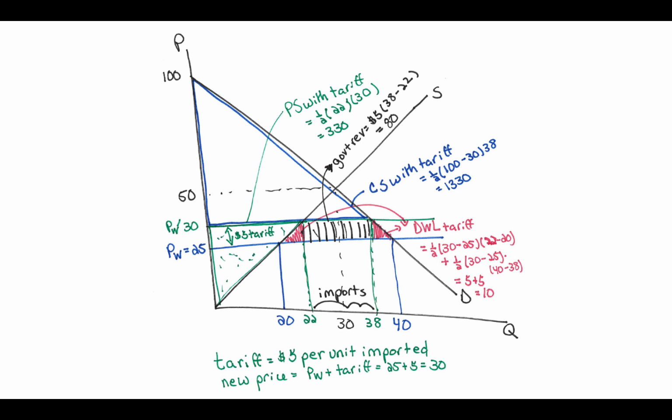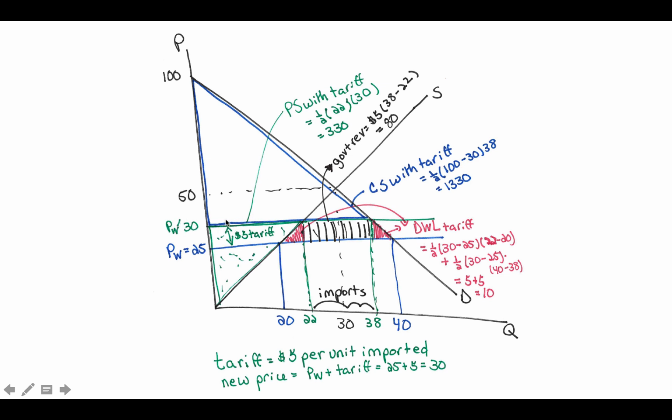So what happens is a tariff is imposed. Let's say a tariff of $5 per unit is levied on imported goods. And so that essentially raises the world price from what it had been, 25, plus whatever the tariff is. So it just increases this price by this amount. And so 25 plus 5 is 30. The new world price, or PW dash, is here.